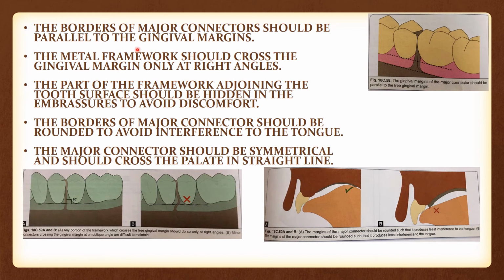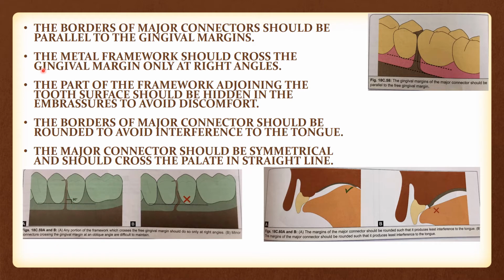The borders of the major connector should be parallel to the gingival margin. So your borders are parallel to the margins. The next is the metal framework. It should cross the gingival margin only at a right angle. So this framework, when it is crossing the gingival margin, should be at a right angle, and it should not be in such a manner. It should be properly at a right angle.